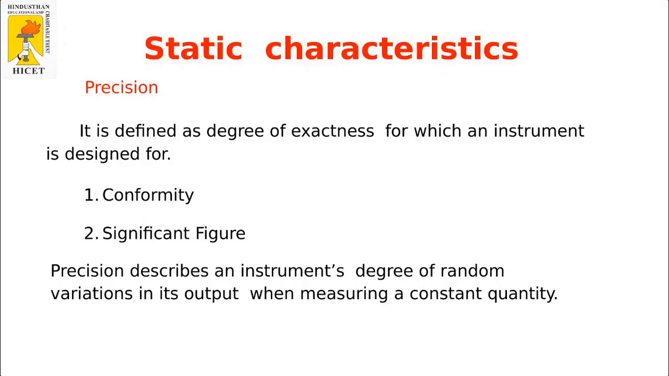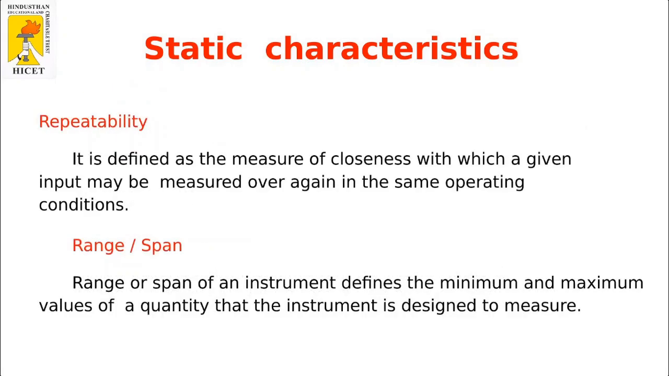Next, static characteristics. Precision: it is defined as the degree of exactness for which an instrument is designed. Conformity, significant figure. Precision describes an instrument's degree of random variations in its output when measuring a constant quantity. Next, static characteristics. Repeatability: it is defined as the measure of closeness with which a given input may be measured over again in the same operating conditions.